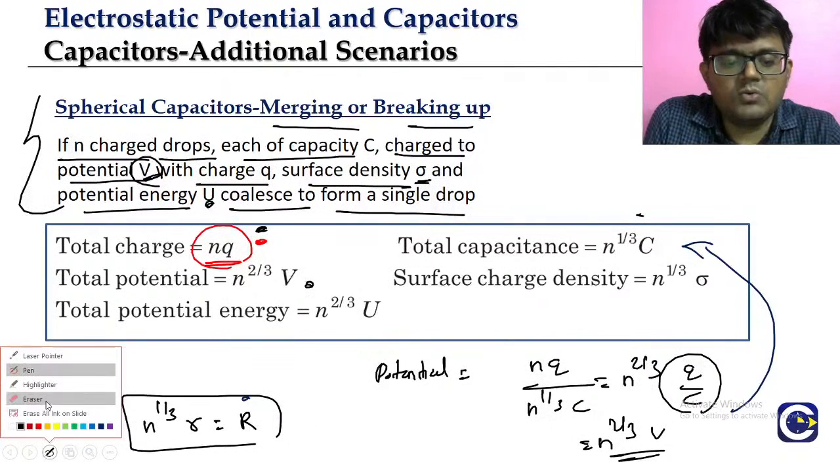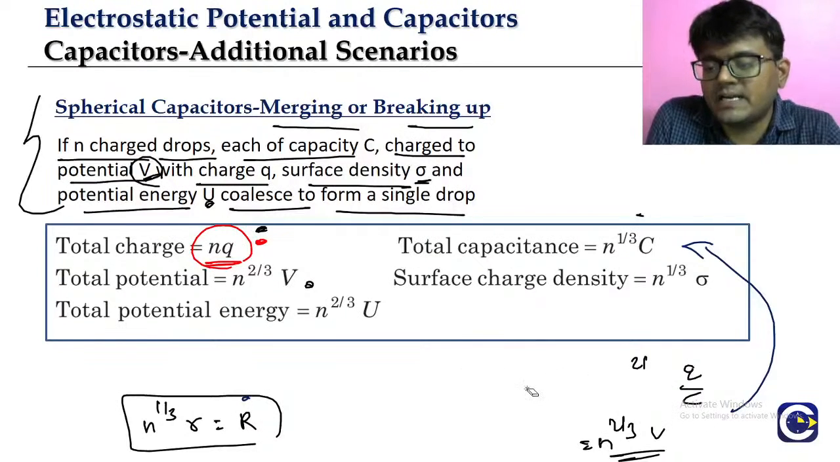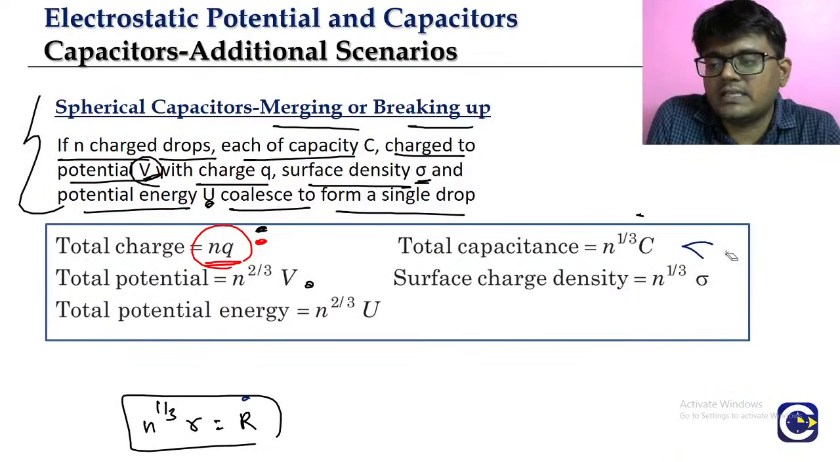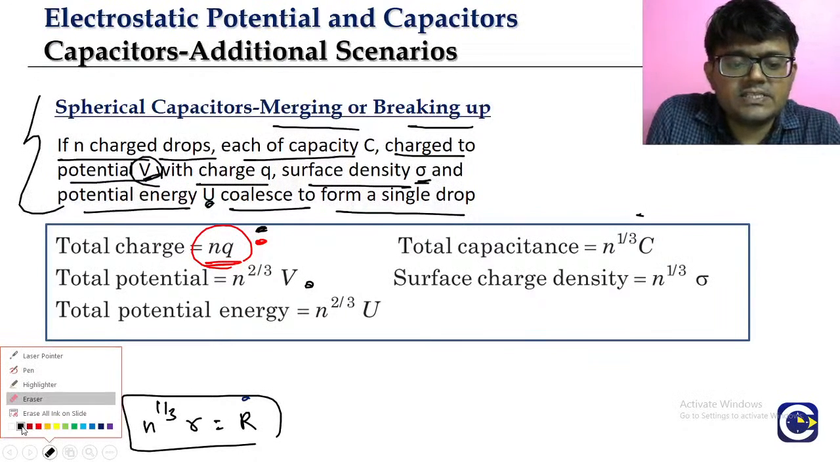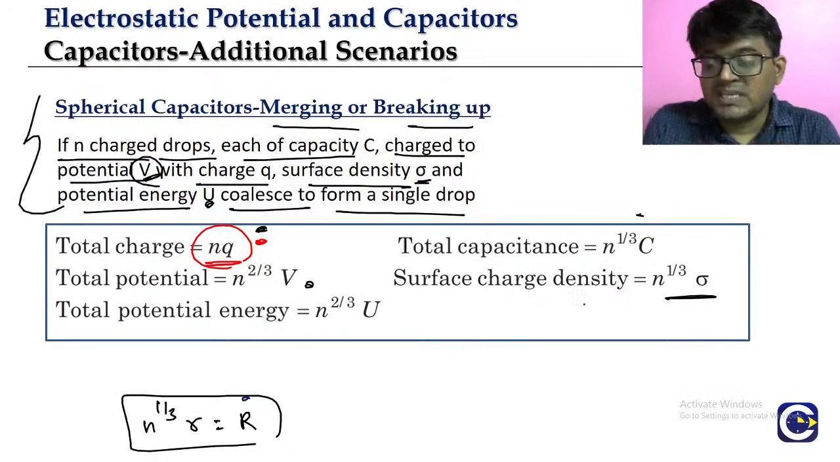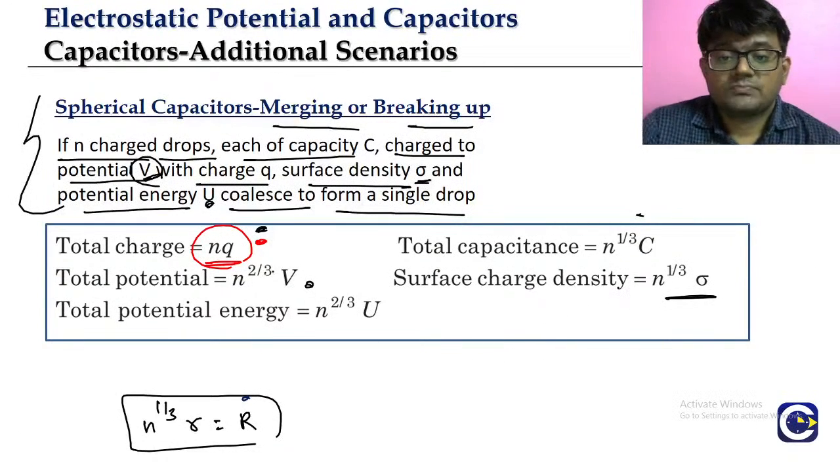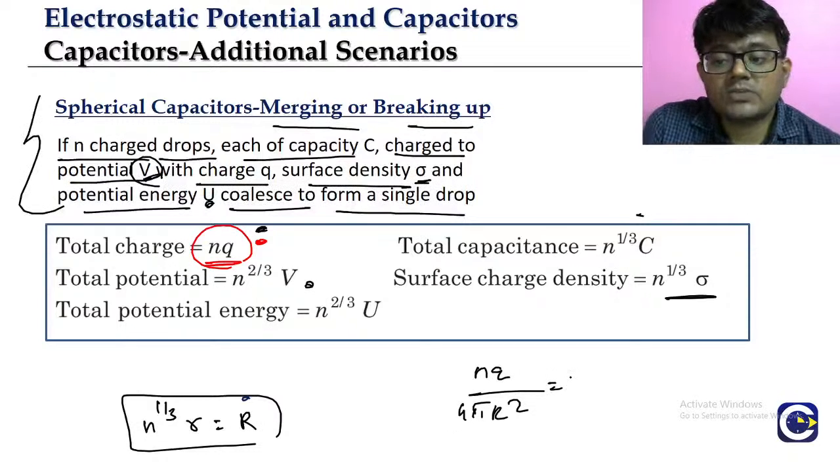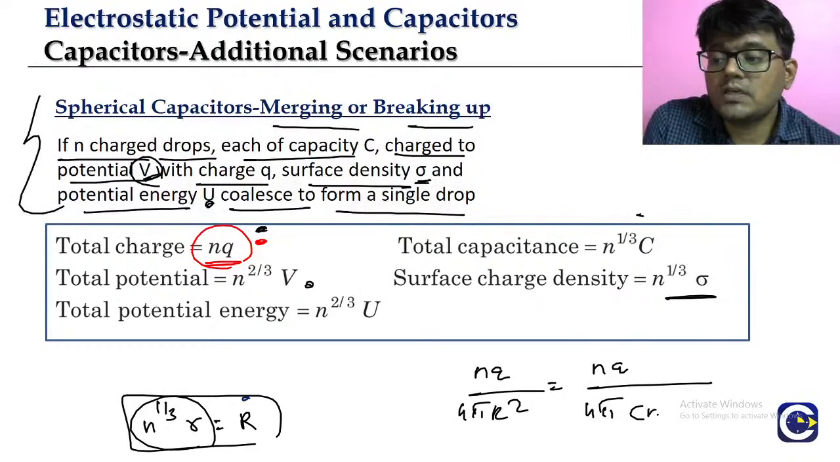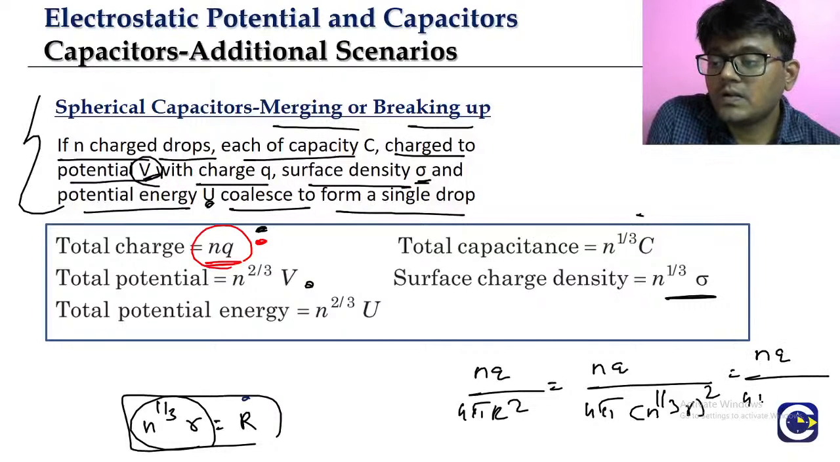Okay, so if you are able to look at the charge and capacitance, those two values, from them we can derive the other things. Next, look at surface charge density. What is it? Charge divided by surface area. Surface area is what? 4 pi capital R square. Capital R, instead, we write it as n power 1 by 3 r, so R square is n power 2 by 3.